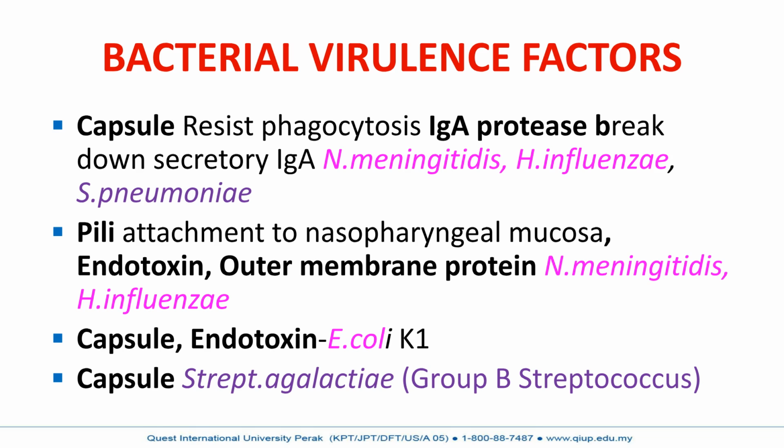Speaking of E. coli K1, the K1 refers to a specific capsular type that is particularly associated with neonatal meningitis. Finally, Streptococcus agalactiae, also known as Group B Streptococcus or GBS, possesses a capsule that helps it cause meningitis in newborns, particularly in the first week of life.